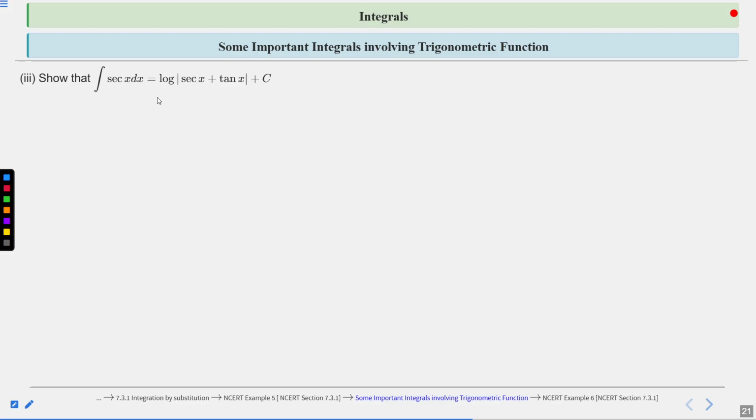Again, we have to show that the integration of sec x dx will be equal to log mod sec x plus tan x plus c. We need to show that the integration of sec x dx is equal to log mod sec x plus tan x plus c.